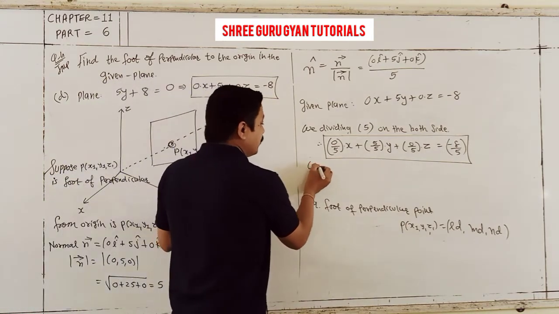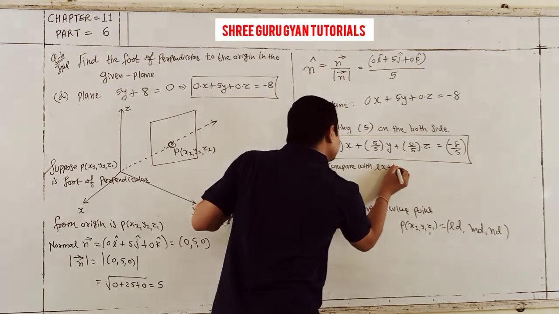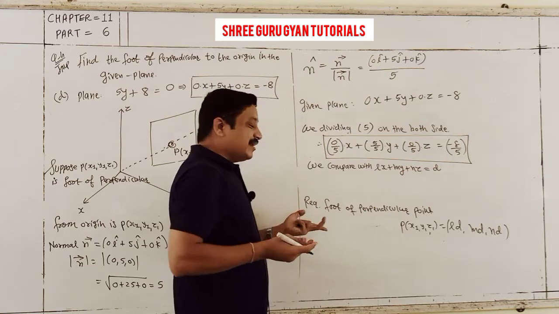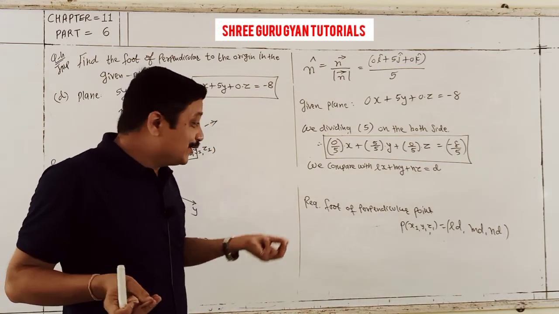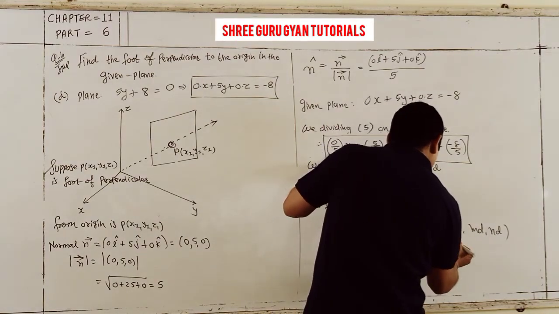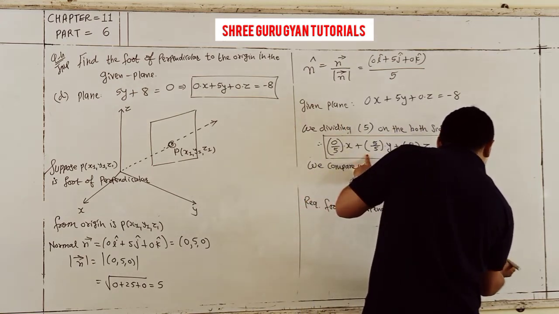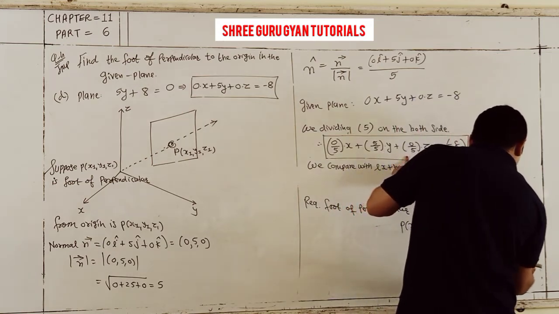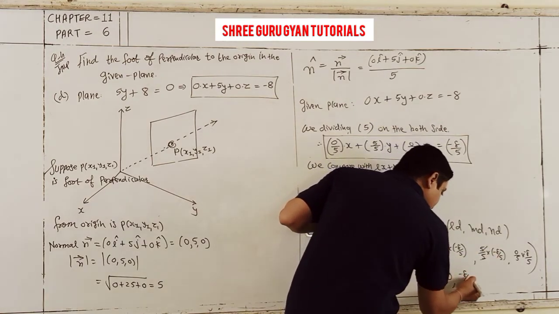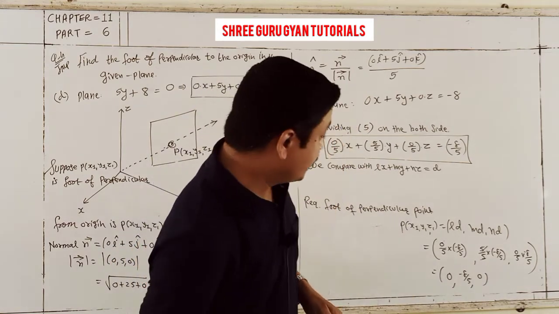So students, we compare with Lx, My, Nz is equal to D. And simply, the answer, required foot of perpendicular is LD, MD, ND. What is your L? 0 by 5 times minus 8 by 5, comma 5 by 5 times minus 8 by 5, comma 0 by 5 times minus 8 by 5, and that becomes 0, comma minus 8 by 5, comma 0. That's my required point, the foot of the perpendicular.